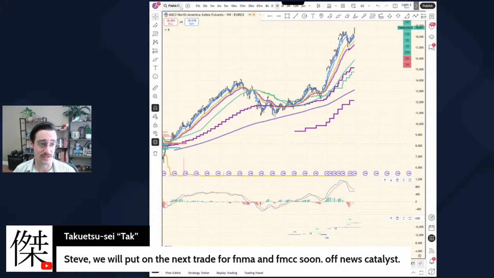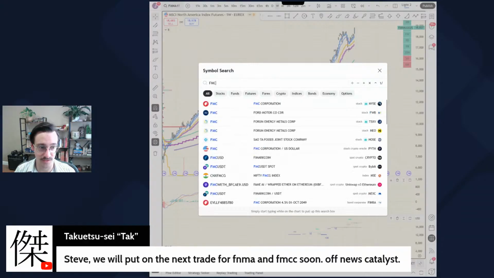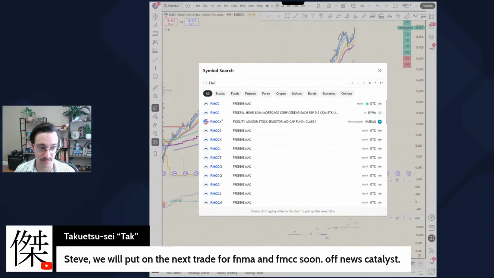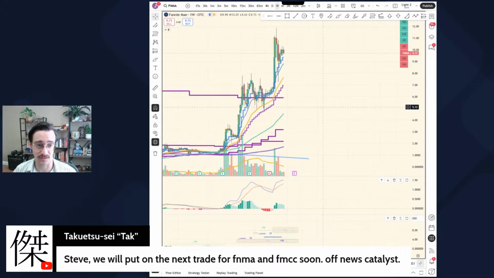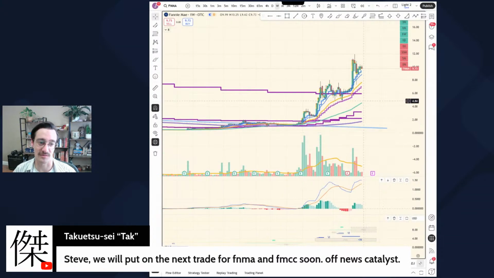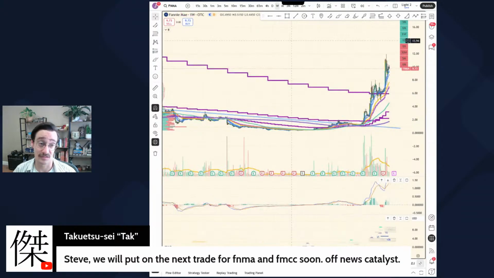This doesn't look like the right thing. Is there a different ticker on TradingView? Did I have the right one for FMCC? Yeah, that's Freddie Mac. FNMA. Did I just mistype it? Guess I just mistyped it. Okay, yeah, that looks better. Much better, same line. There it goes.